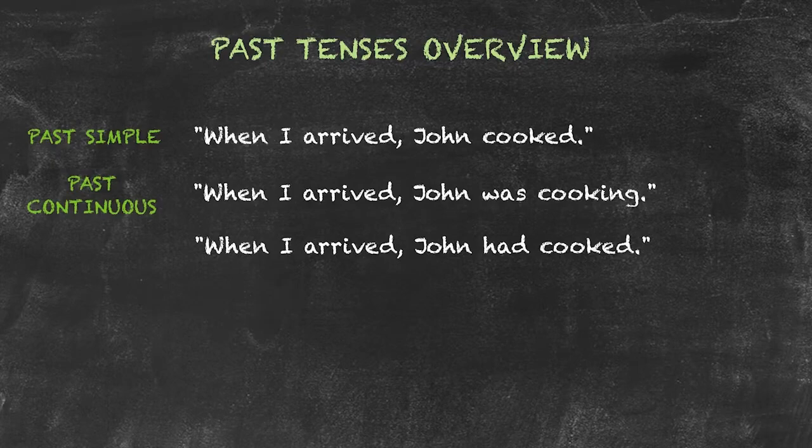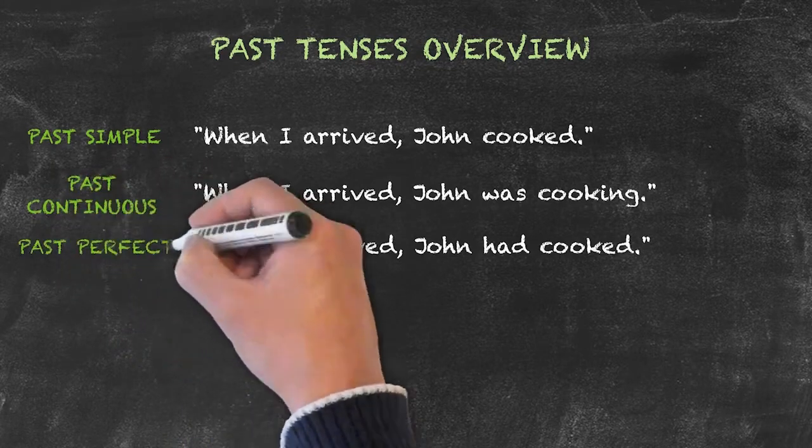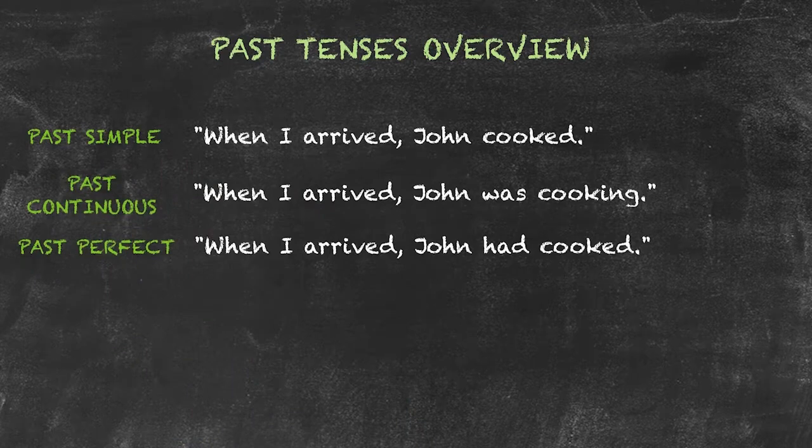In the third example, when I arrived, John had cooked. John had cooked is the past perfect tense. This has the structure subject, here John, plus had, plus past participle, here cooked. Past perfect is used to express the past in the past. In other words, an action that happened before another past action.